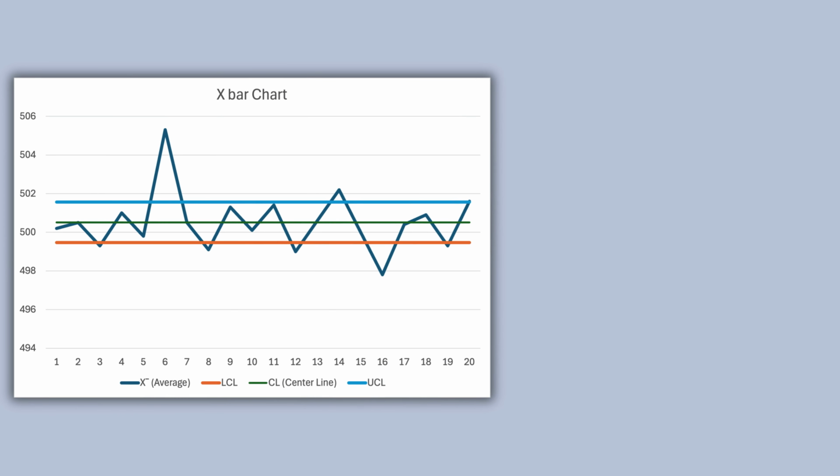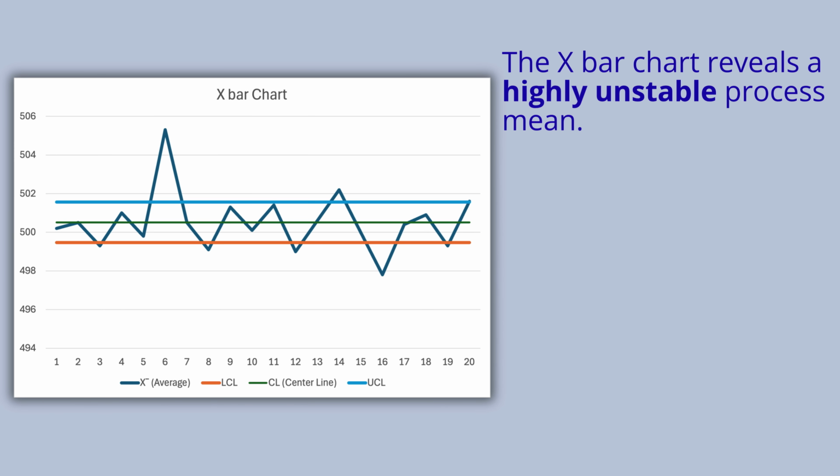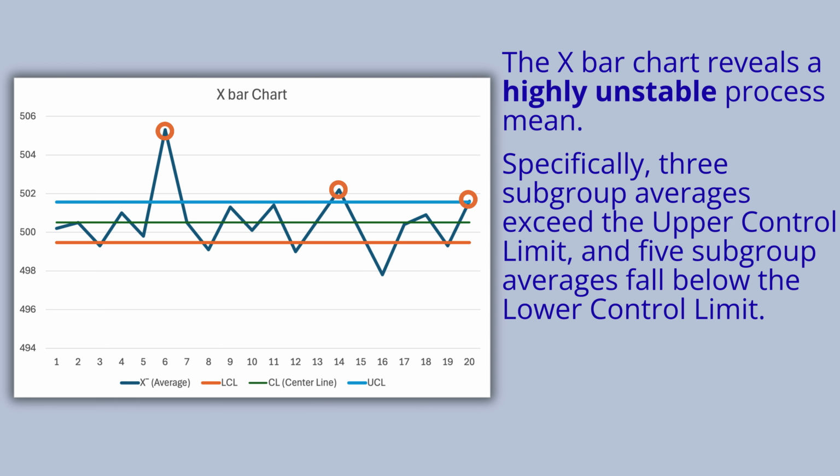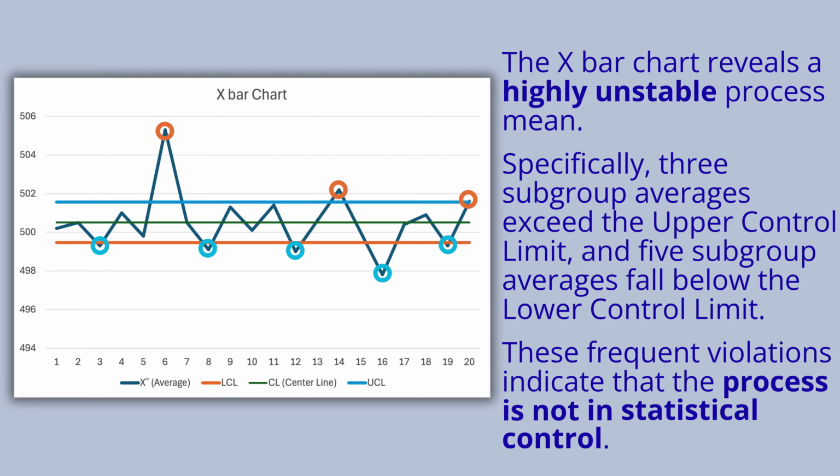Now, let's interpret the Xbar chart, which reveals a highly unstable process mean. Specifically, 3 subgroup averages exceed the upper control limit, and 5 subgroup averages fall below the lower control limit. These frequent violations indicate that the process is not in statistical control, possibly due to the presence of multiple assignable causes, such as machine calibration errors, material inconsistencies, or environmental changes.